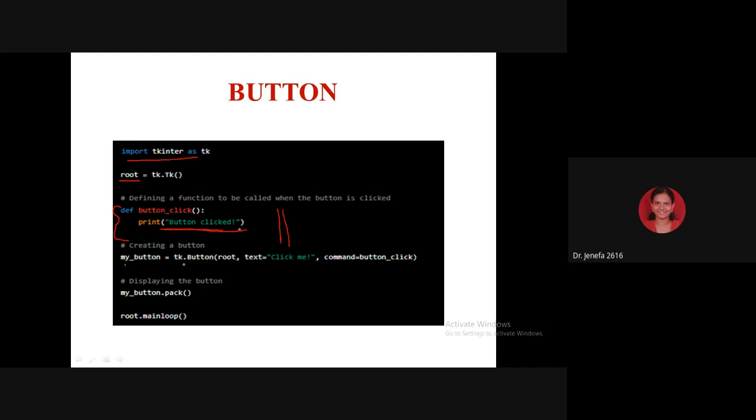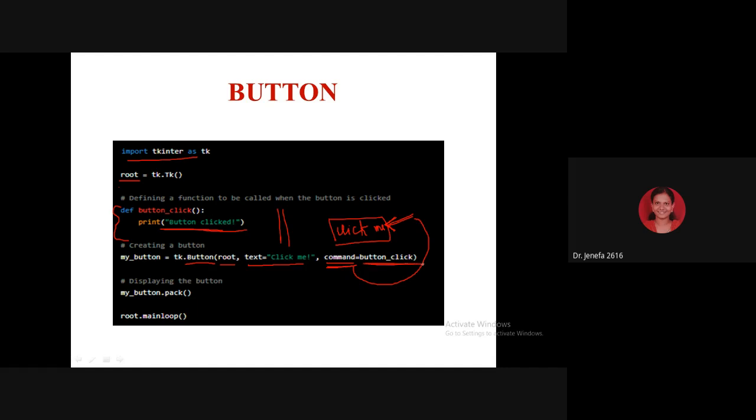Now I have created a button with the Button function, invoked on the main window object. After that I have given text equal to click me, then command equal to button_click. This command means when the button is clicked. We have created a button whose caption is click me. When this button is clicked, what should happen? This command parameter specifies it. When this button is clicked, it has to call a function.